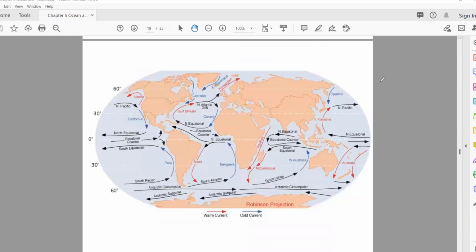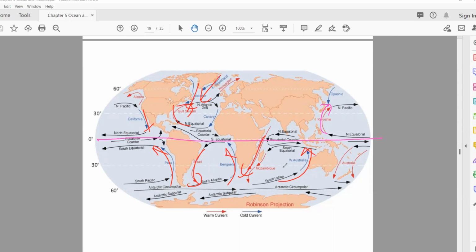Once again, you can see here, this is the equator line if I want to draw. Red lines going away from the equator, this is going away from the equator, going away from the equator. Blue cold currents towards the equator, towards the equator. Understand or not?